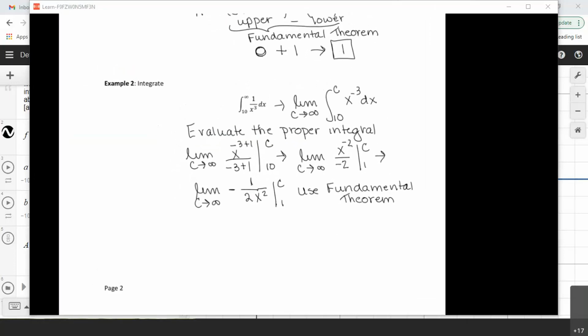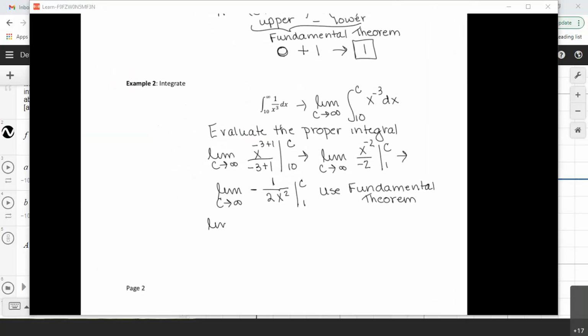Okay, and I'm going to start by evaluating it at the upper bound. That's the limit as c approaches infinity of -1 over 2c squared. Right, that's my upper bound. And then I'm going to evaluate it at the lower bound, which is -1 over 2 times 10 squared. All right, and there's my lower bound. Yes, thank you, Nee. I just caught that. 10 is the lower number.